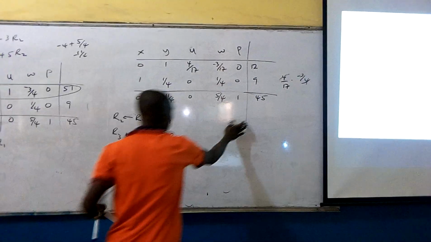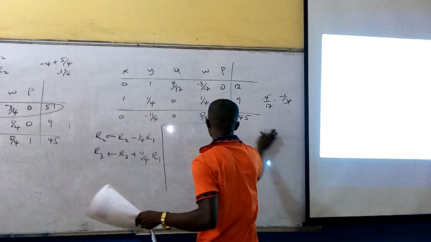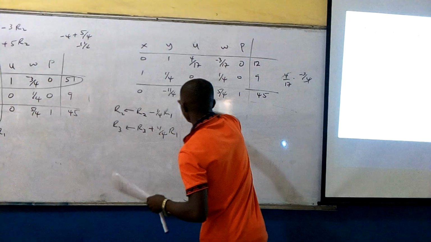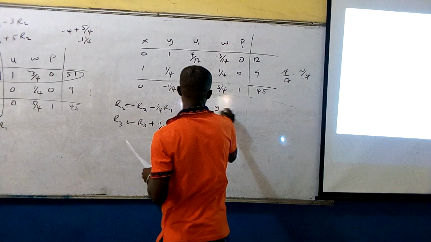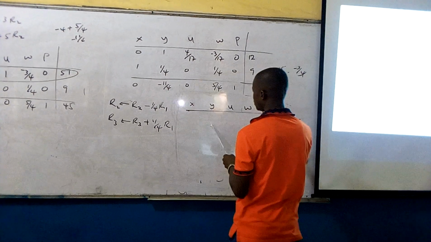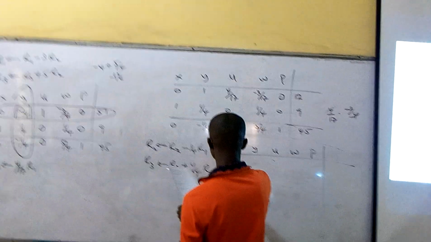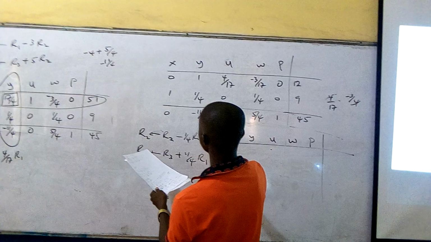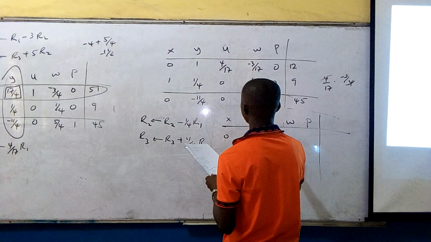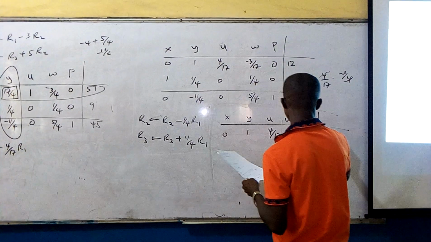So the next tableau will be, let me just. This line is not part of the table. The next tableau we have X, Y, U, W, and P. Then the right hand side is there. So we have 0, 1, 4 over 17, negative 3 over 17. Then 0, 0 and 12.